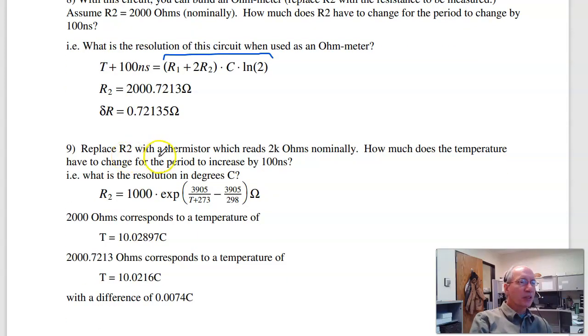If I replace R2 with a thermistor, then 2000.72 ohms corresponds to 10.028 degrees Celsius. A difference, well, here's 2000 ohms, here's 2000.7 ohms. The difference is 0.007. So that's my resolution in temperature. If I convert temperature to frequency, I can measure the temperature to 0.007 degrees Celsius.